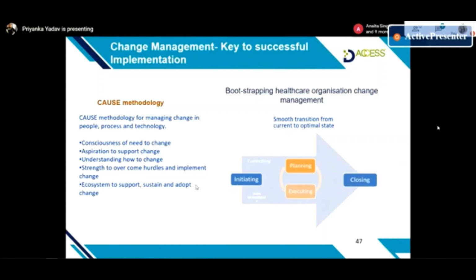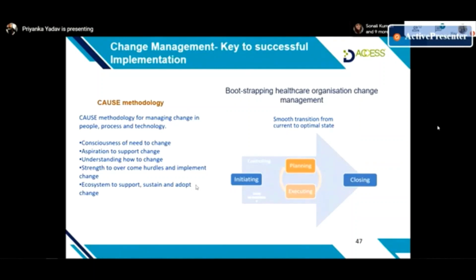So CAUSE is basically consciousness of the need to change, in terms of the organization needing to be conscious as to why I need to change. The second thing is aspirations to support the change. So aspiration has to come from inside. If they feel that this is being superimposed on me, it is being forced on me, they will never adopt it. They have to understand why I need it. Only then will they adopt it.